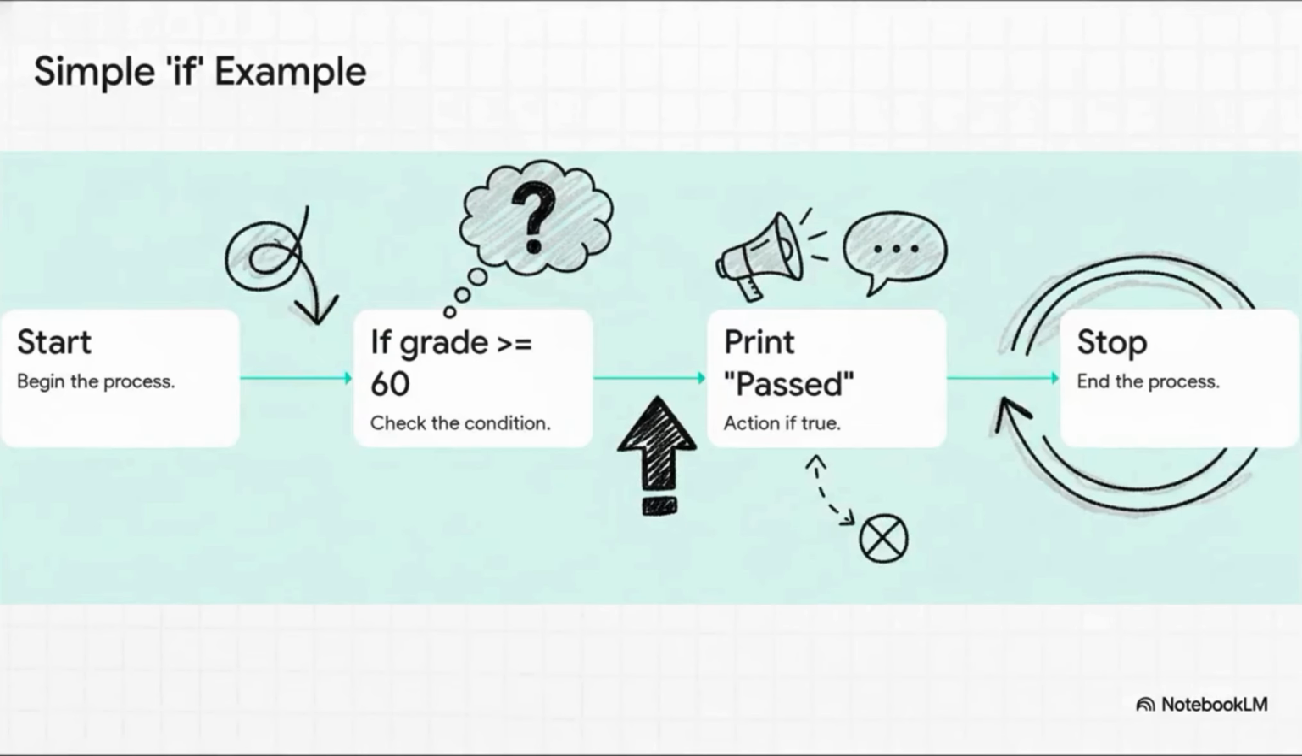So let's look at a quick if example. The program checks one thing. Is the student's grade 60 or higher? If the answer is yes, great, it prints passed. But if the answer is no, the program just keeps going and stops. See? It either does the action or it just ignores it completely.